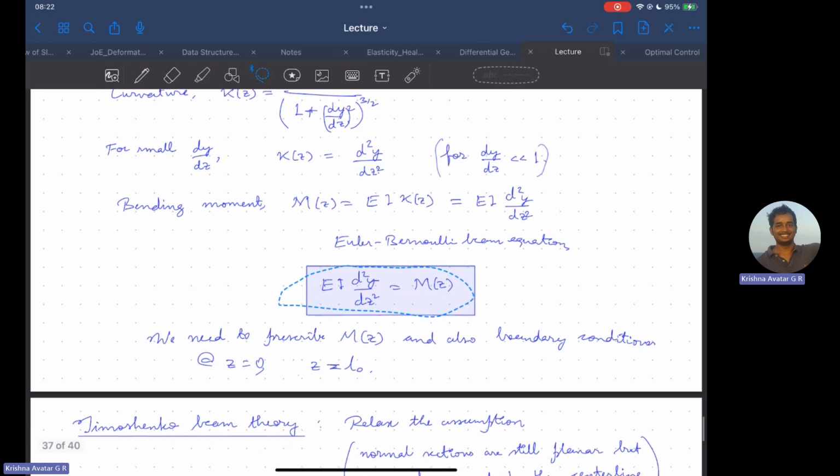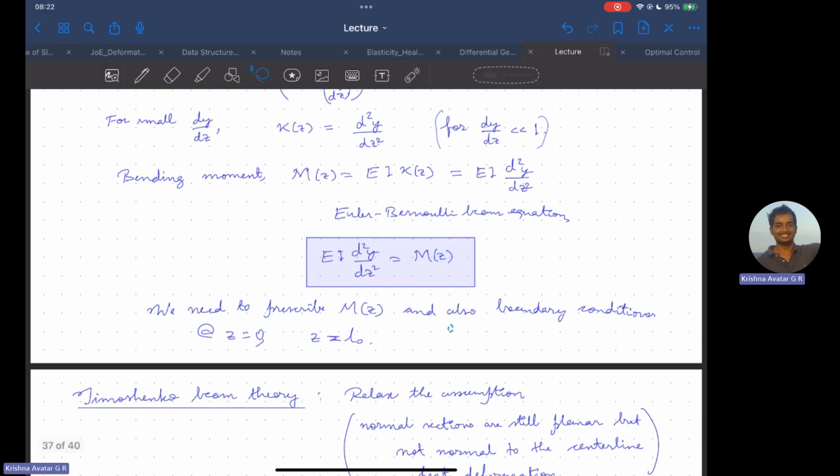Now we need to prescribe MZ and the boundary conditions. We would want to first define what MZ is, since the structure is going to be subjected to several such loads, so we would want to prescribe it functionally. And also, to make this problem well-posed, we have to provide the boundary conditions at z equal to 0 and z equal to L naught.